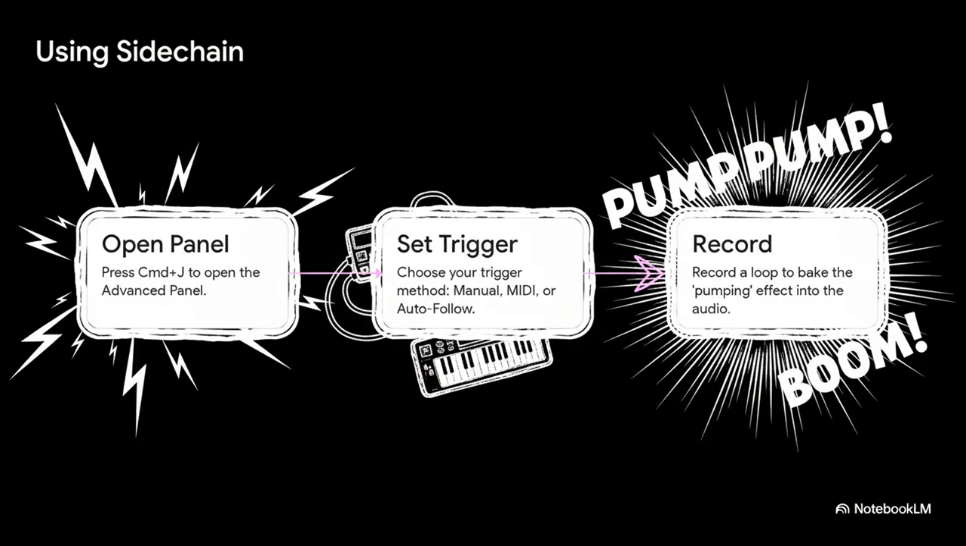Just press Command plus J to open up the advanced panel, and then you just choose how you want to trigger it. Once you've done that, just record a loop while you're triggering the sidechain, and that pumping effect gets baked right into the audio.